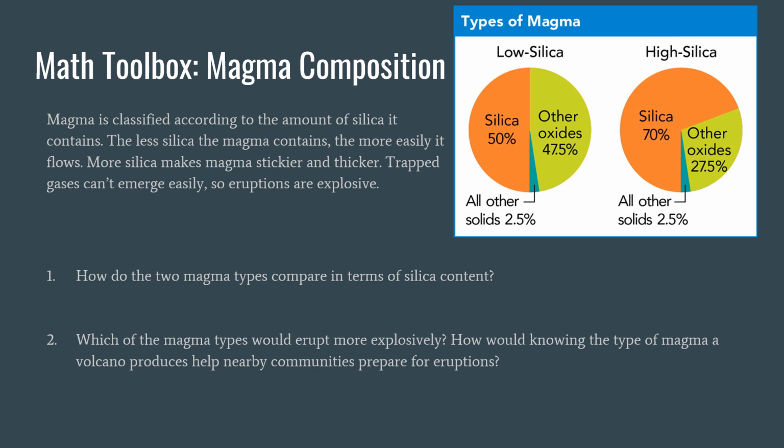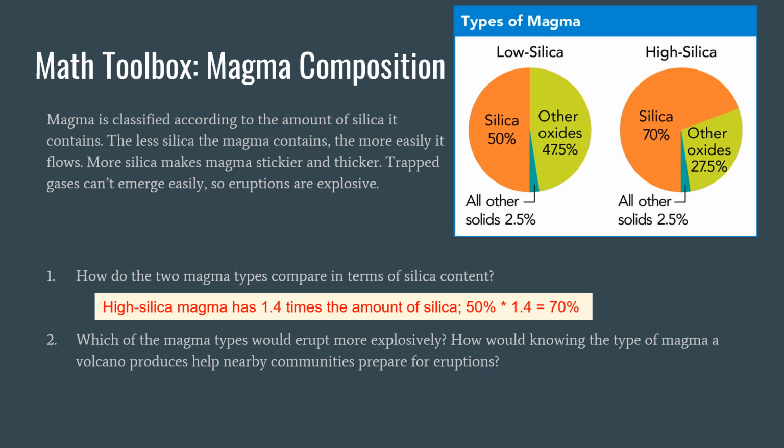So we're going to use the information we have from here to answer the following questions. How do the two magma types compare in terms of silica content? And the high silica magma has 1.4 times the amount of silica. 50% times 1.4 equals 70%. So in order to find that, we would have divided 70 by the 50, gotten 1.4.